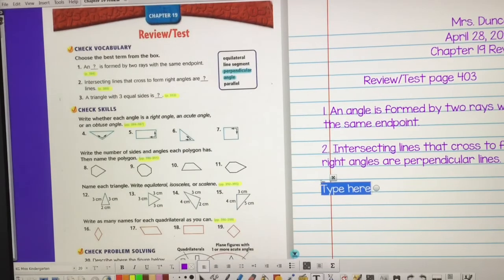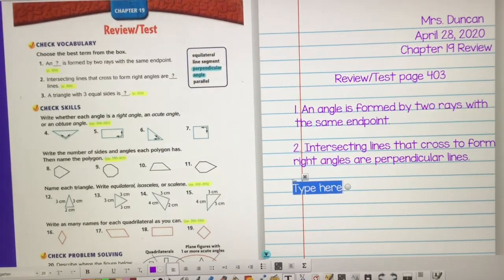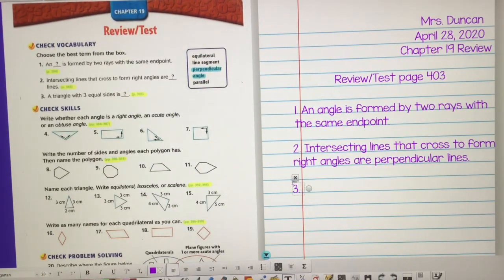is a triangle. Oops, I bumped my camera. Sorry, guys. A triangle with 3 equal sides is equilateral.